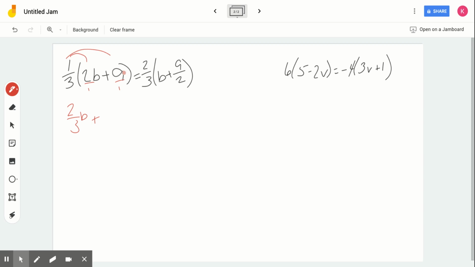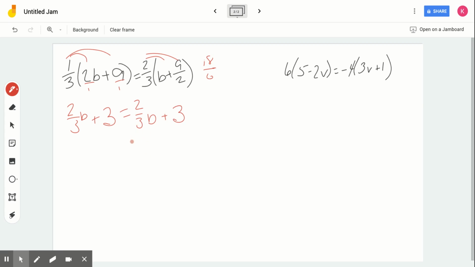Or you could have 1 times 9 is 9. 3 times 1 is 3. And 9 over 3 again is equal to 3. Here we again need to distribute. 2/3 times b is 2/3 b. 2/3 times 9/2. 2 times 9 is 18. And 3 times 2 is 6. 18 divided by 6 is 3.